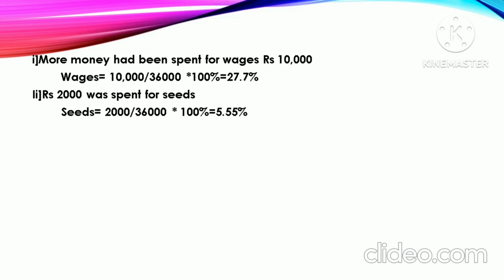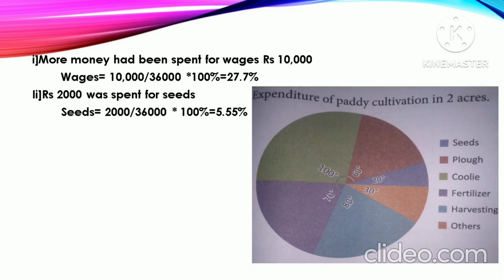It gives 27.7%. Next, what percentage of money was spent for seeds? So here seeds is 2000. 2000 by 36,000 into 100% gives 5.5%. Next, the pie chart is drawn with degrees mentioned.